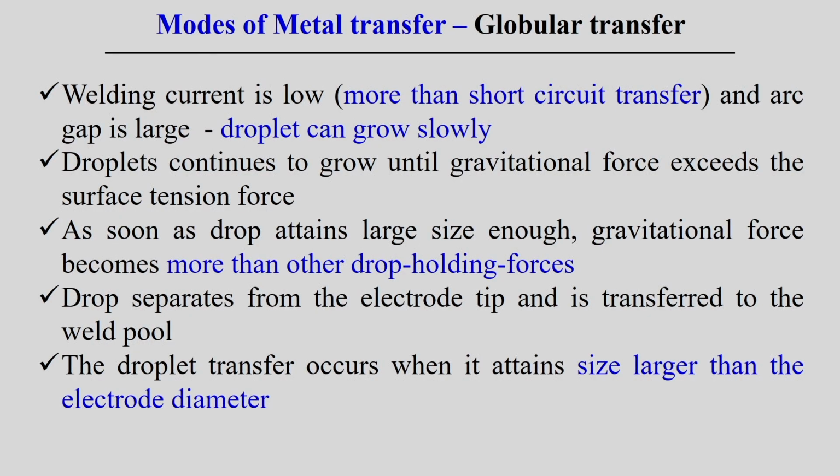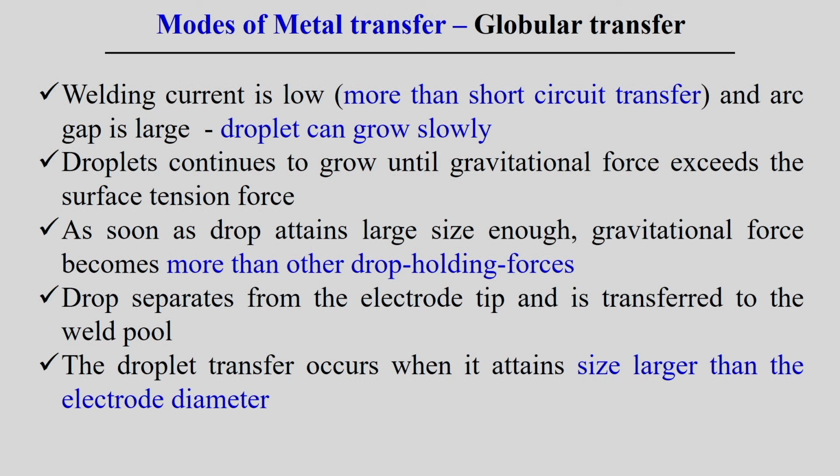In this case, the condition is that the welding current is relatively low, but more than that of the short circuit transfer, and the arc gap is very large. The distance between the workpiece material and the end of the electrode, if that gap is very large, primarily promotes the formation of the globular kind of metal transfer during this process.